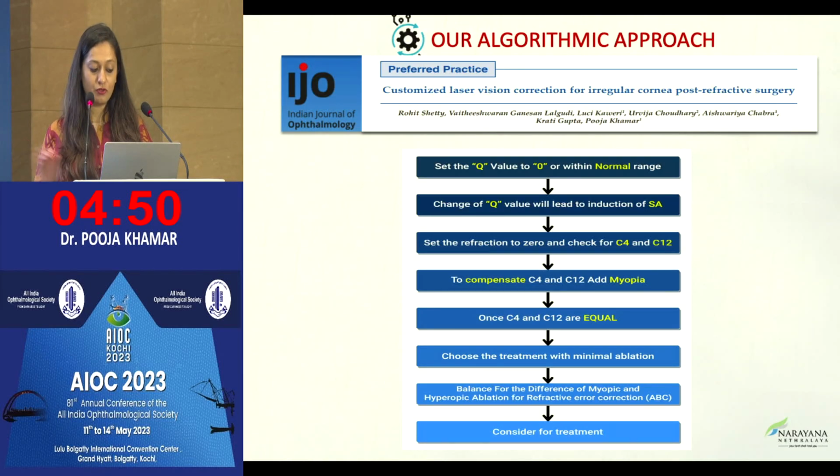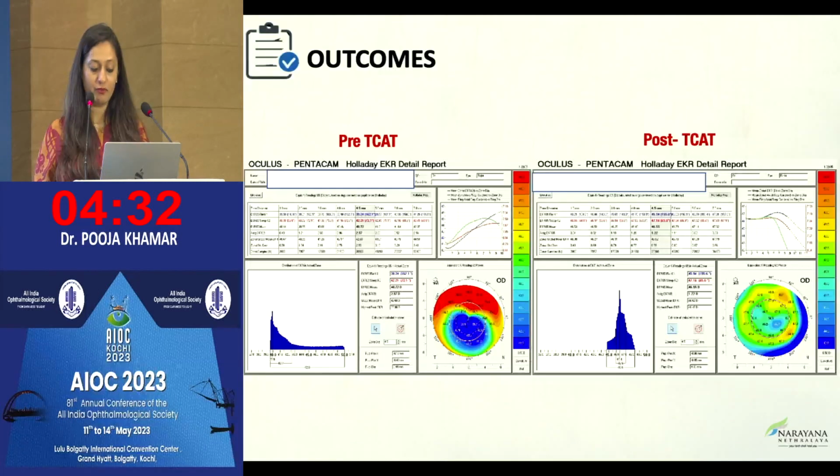And this is also told here in the chart, what stepwise you do: set the Q value to zero, Q will lead to induction of SA, set the refraction to zero and check for C4, C12, compensate for C4, C12, add myopia. Once the C4, C12 are equal, then you can choose the treatment with minimal ablation.